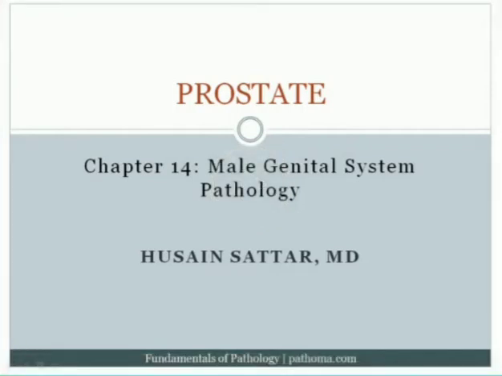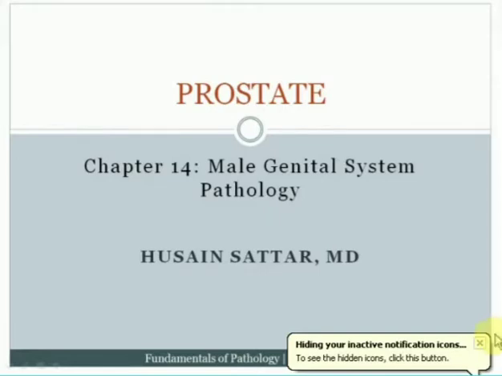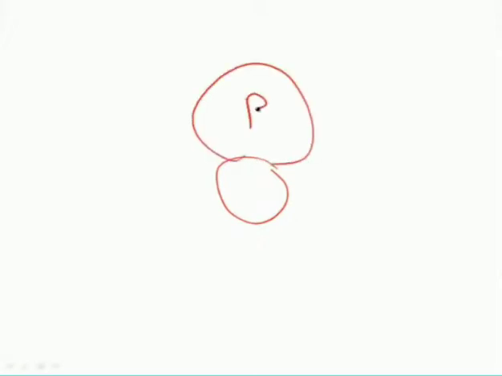The last section of this chapter deals with the prostate, a few basic principles before we move forward. Of course, the prostate is a small round gland, and it sits at the base of the bladder. So here's the bladder, here's the prostate. Running through the center of the prostate is the urethra. We call that the prostatic urethra. And then the prostate sits anterior to the rectum.